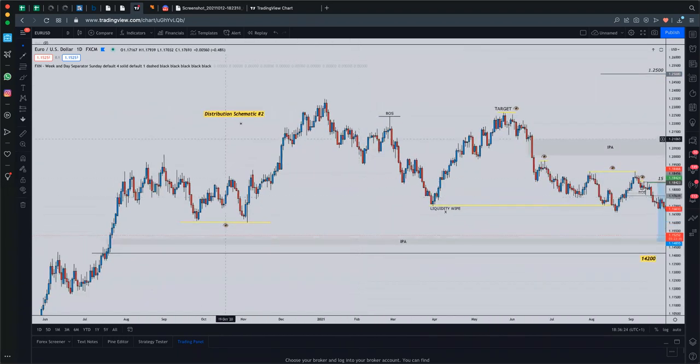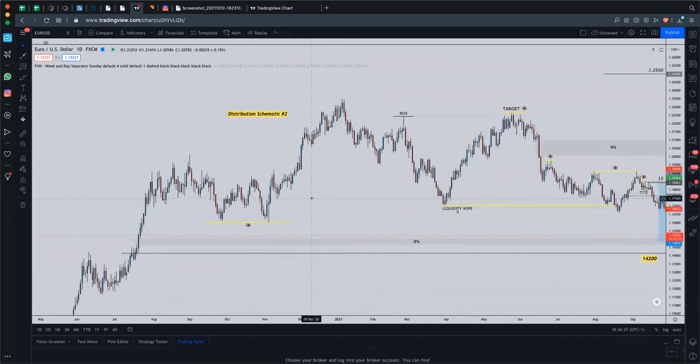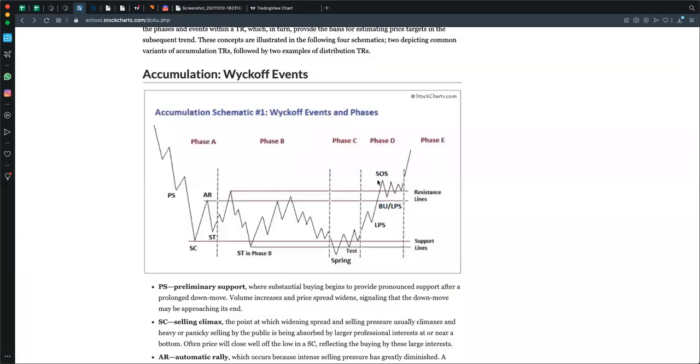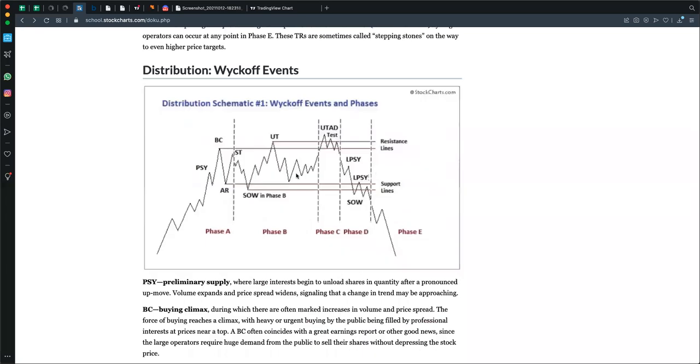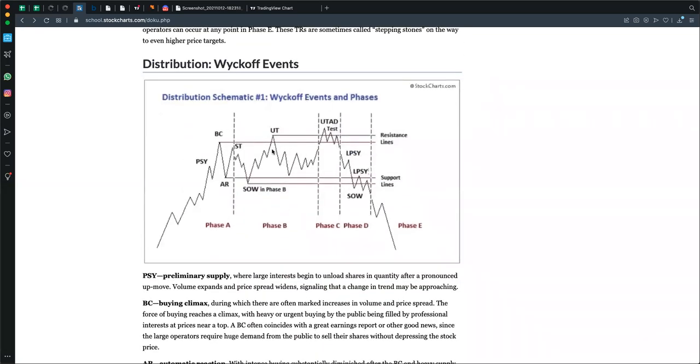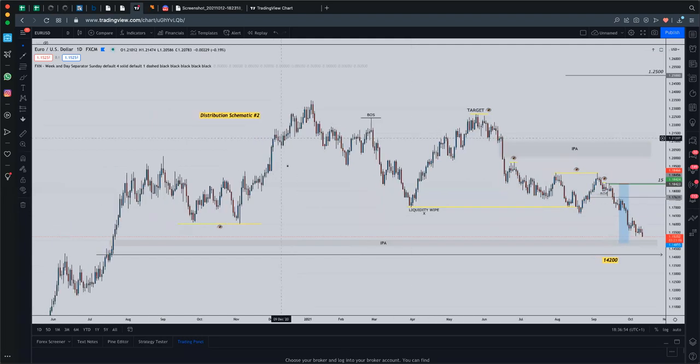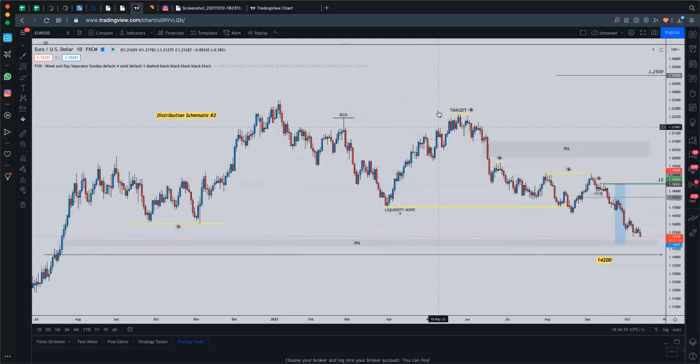So you can see I've put distribution schematic number 2, because we can see the shape of this, exactly how it looks and what it's doing. We'll get to exactly how we entered this. But once you're looking at this, you want to see distribution number 1, which usually has the upthrust after distribution. Then there's distribution 2, which doesn't have the upthrust after distribution. We just have the upthrust in phase B, and then the low points of support before we start heading down. So we see the difference with those. Here we just had that upthrust, then the low points of support, and then we started distributing down.